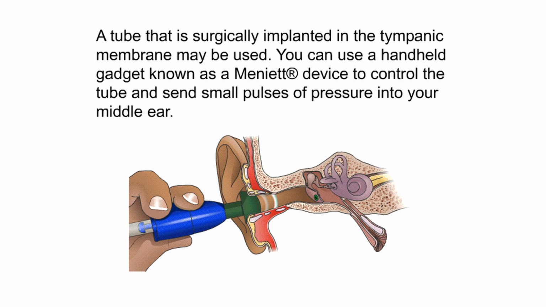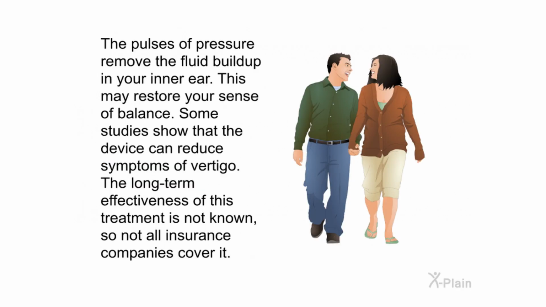A tube that is surgically implanted in the tympanic membrane may be used. You can use a handheld gadget known as a Meniere device to control the tube and send small pulses of pressure into your middle ear. The pulses of pressure remove the fluid buildup in your inner ear. This may restore your sense of balance. Some studies show that the device can reduce symptoms of vertigo. The long-term effectiveness of this treatment is not known, so not all insurance companies cover it.